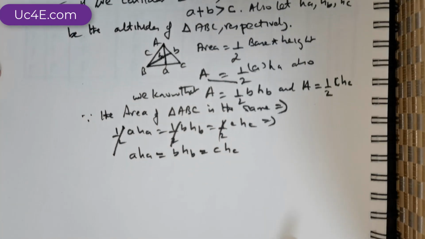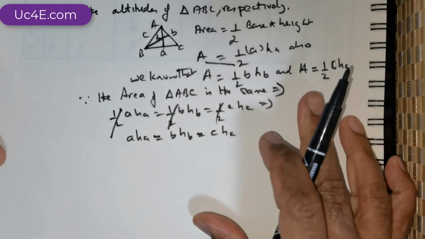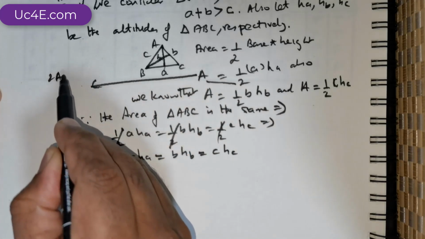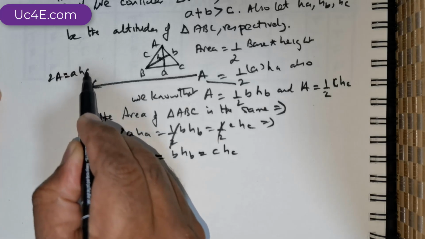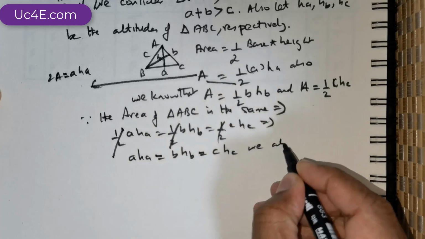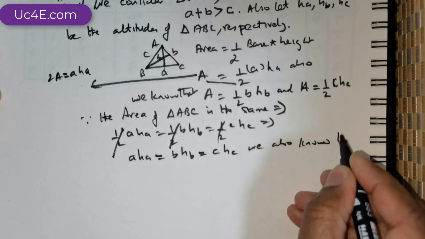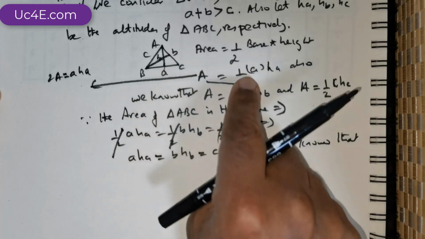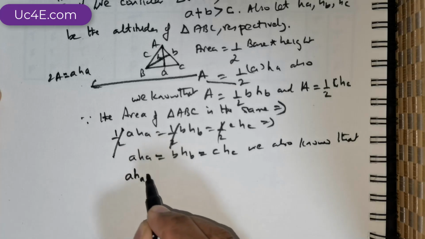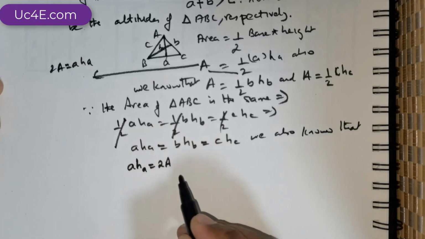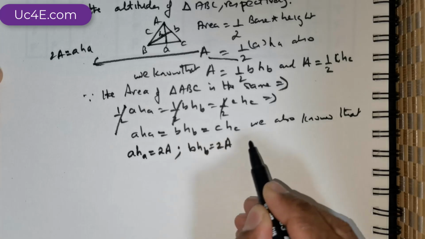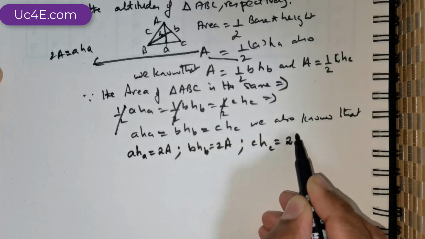Now let's move on. Just observe this. This can actually be rewritten as 2 times A is equal to a times h suffix a, right? We also know that a times ha is equal to 2A. So a times ha is equal to 2 times A, and similarly b times hb is equal to 2 times A, and c times hc is equal to 2 times A.